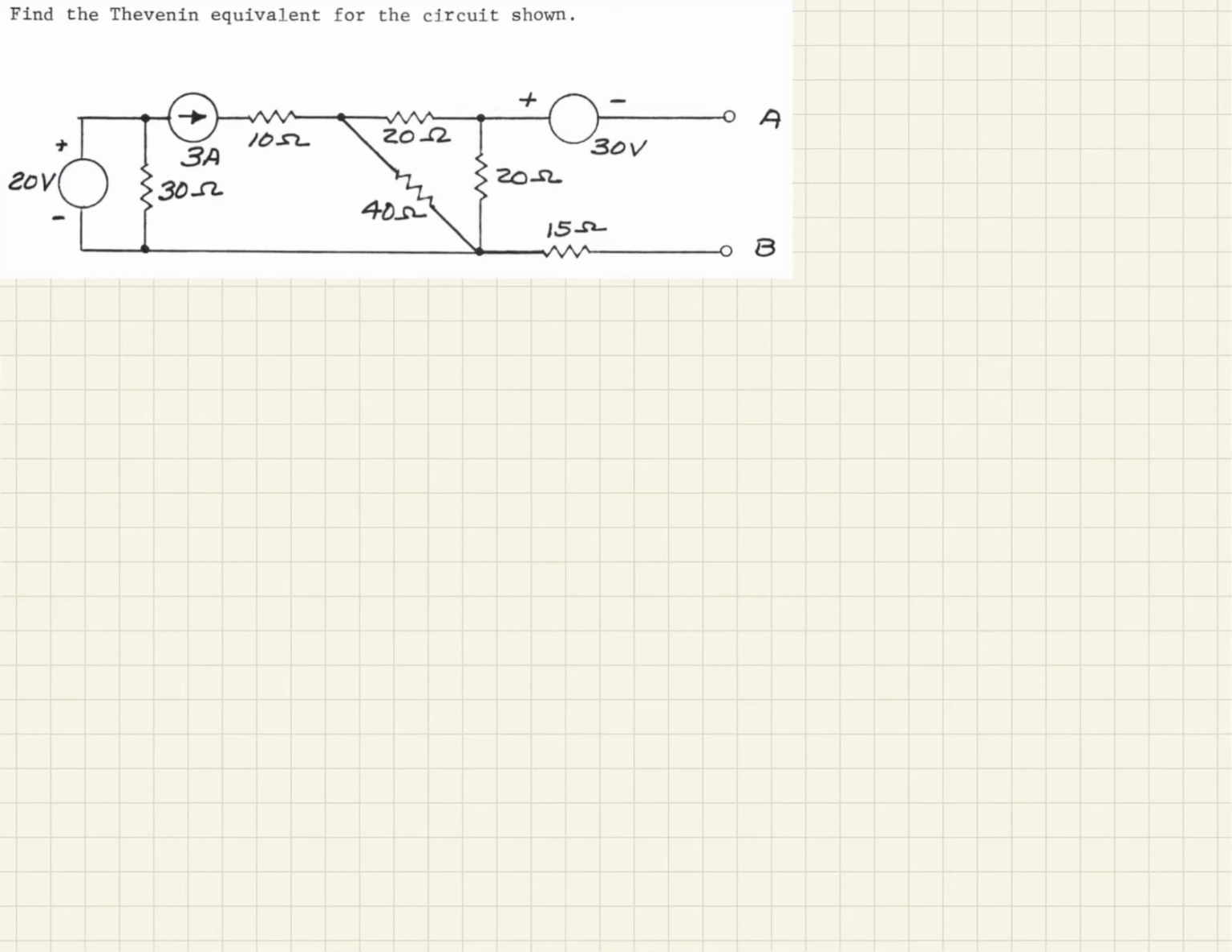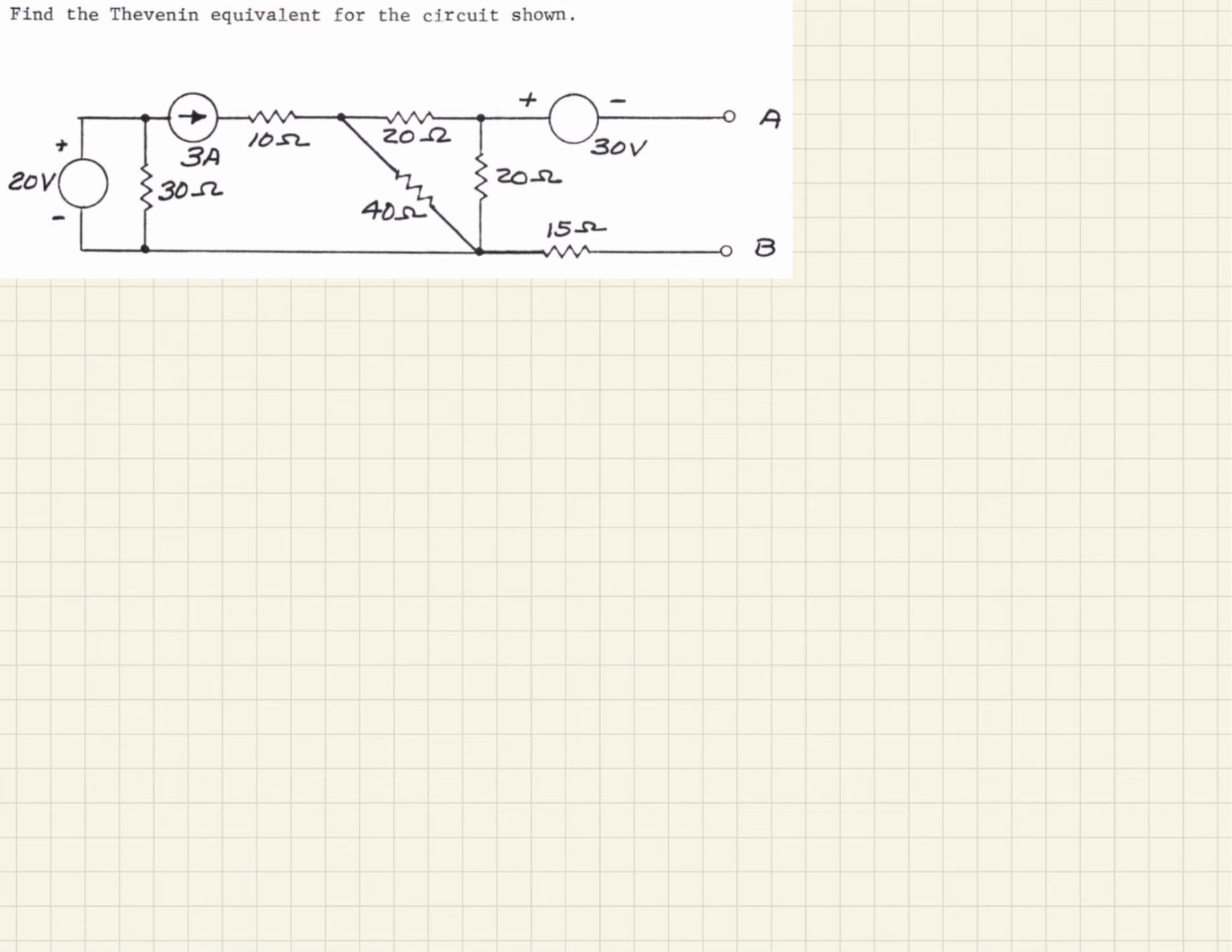So here's another circuit where they're asking us to find the Thevenin equivalent for the circuit shown. So that would be between A and B. Notice we have two voltage sources, a 20 volt and a 30 volt, and then we have this 3 amp supply. So this one, a lot of it can be done maybe a little less conventionally. So let's take a look at how this might work.